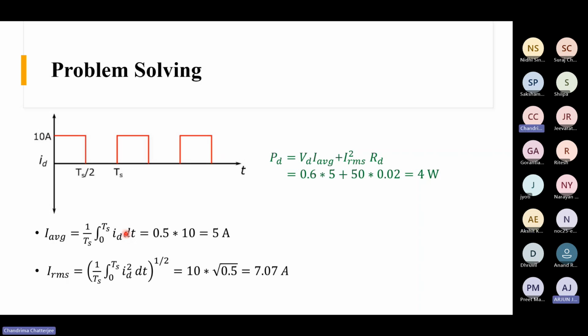Ma'am, what will be the value of Ts? So you don't actually require the Ts value. If we compute this integration from 0 to Ts by 2, it will be 10 dt, because the current is constant 10. So 10 comes outside the integration because it is constant. And dt from 0 to Ts by 2 will come out to be Ts by 2. Did you understand what I said?